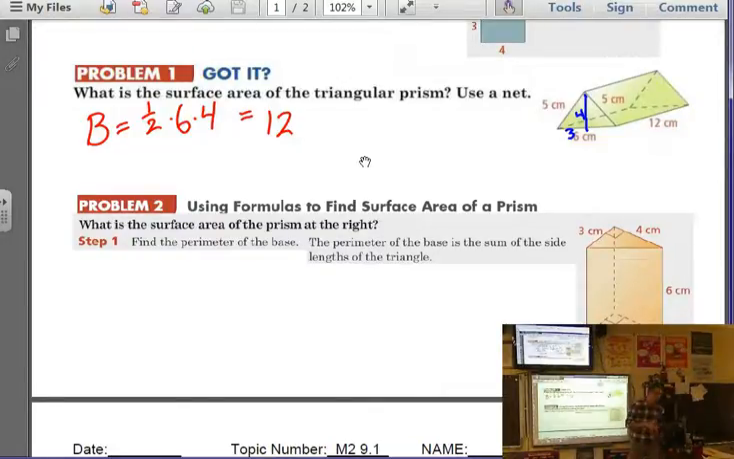I'm going to go very straight-laced the way that we're meant to go. If you want to go ahead and calculate 2b, totally fine. I'm perfectly fine with that. So then we can calculate our lateral area.